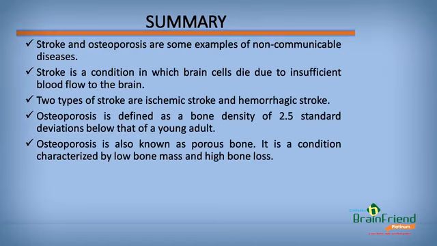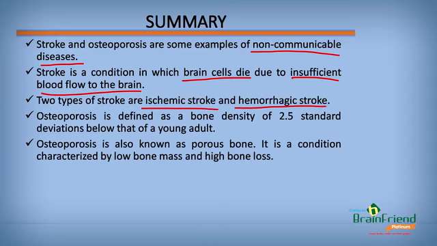So we'll just take a summary of what we have learned. We said that stroke and osteoporosis are some examples of non-communicable diseases. And then in the course of our lesson, we learned that stroke is a condition in which brain cells die due to insufficient blood flow to the brain. We also talked about 2 types of stroke. We said that they are ischemic stroke and hemorrhagic stroke.